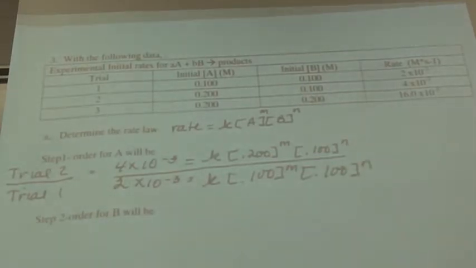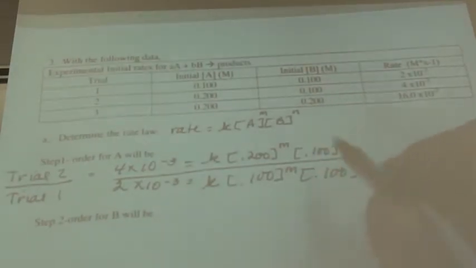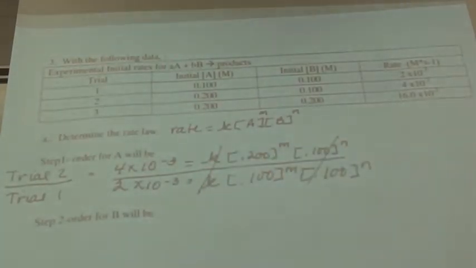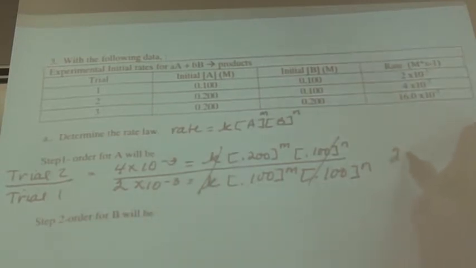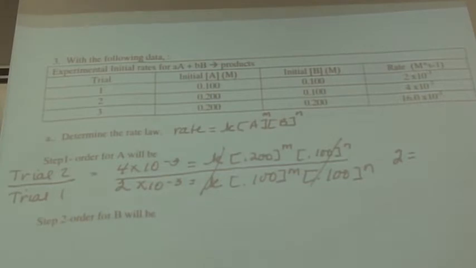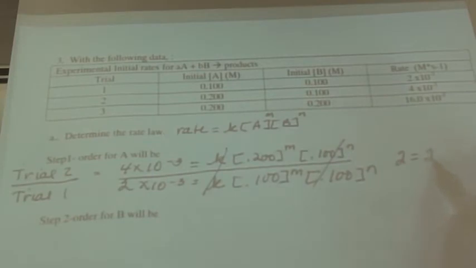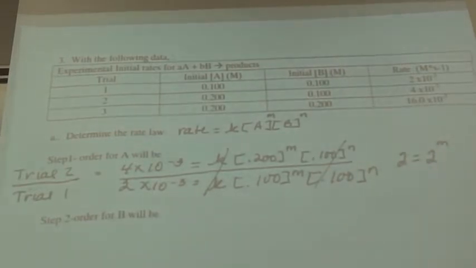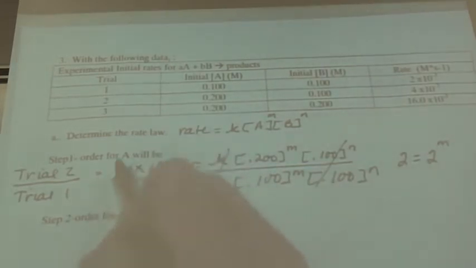All right. So I know that these two are exactly the same, so that equals 1. It drops out of the equation. Ditto here. Simplifying some terms, 4 times 10 to the negative third divided by 2 times 10 to the negative third equals 2. 2 is equal to 0.2 divided by 0.1, which is 2 raised to some value. So, 2 raised to what power equals 2? 1. m equals 1. So, the order for A is 1.